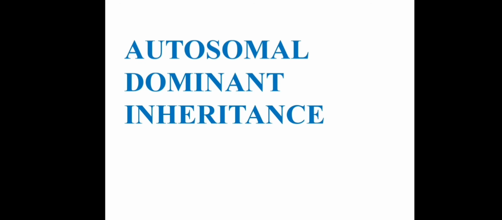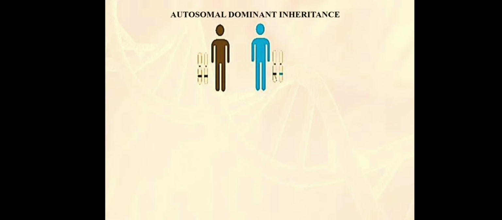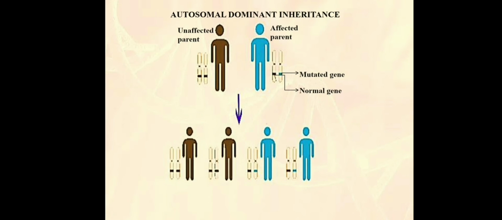Autosomal dominant inheritance. One mutated copy of the gene in each cell is sufficient for a person to be affected by an autosomal dominant disorder. In some cases, the condition may result from a new mutation in the gene and occur in people with no history of the disorder in their family.